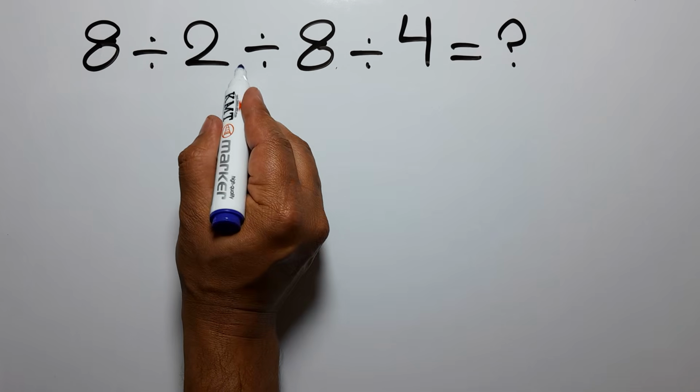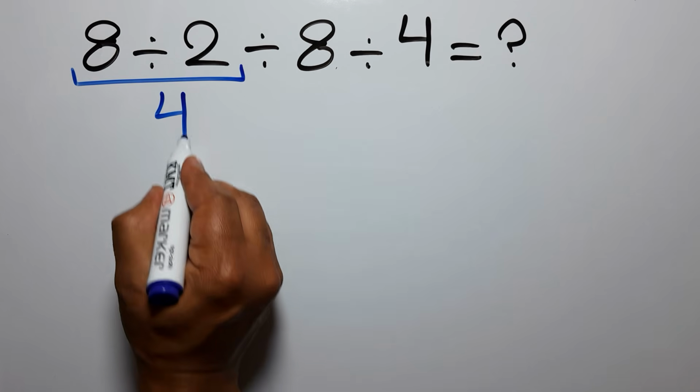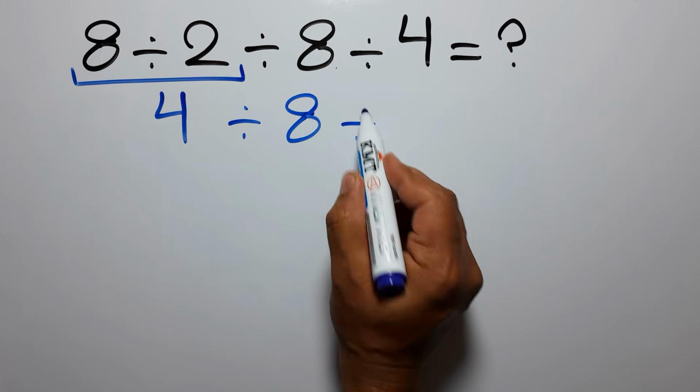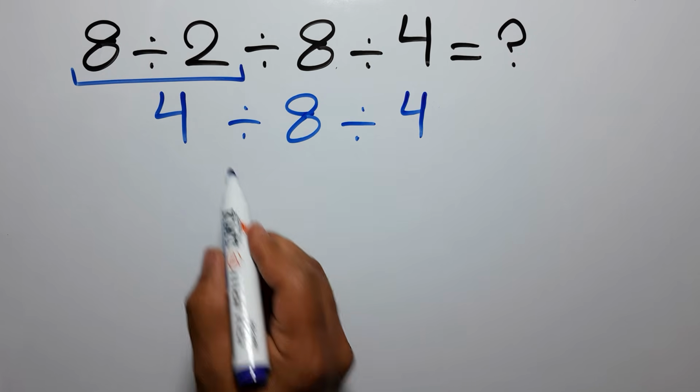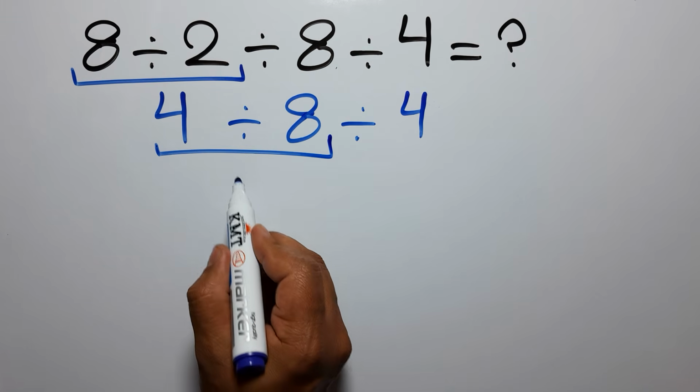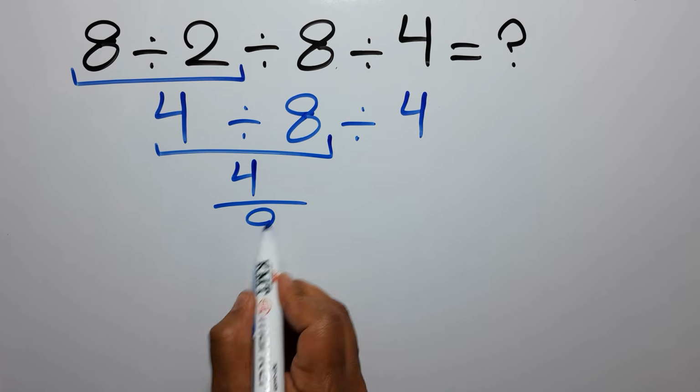8 divided by 2 gives us 4. So we have 4 divided by 8 and divided by 4. Now we have to do this division. 4 divided by 8 can be written as 4 over 8.